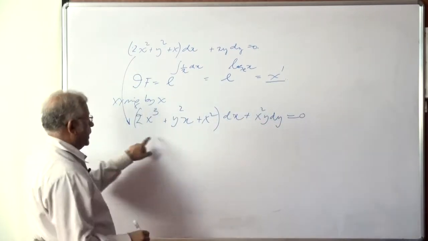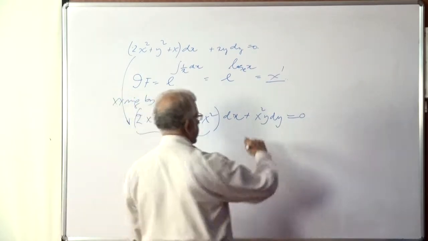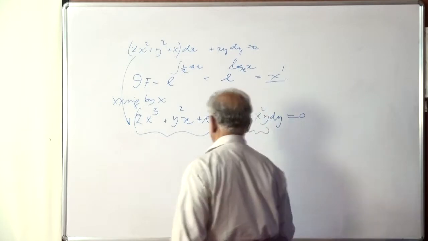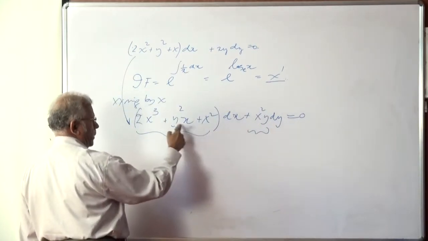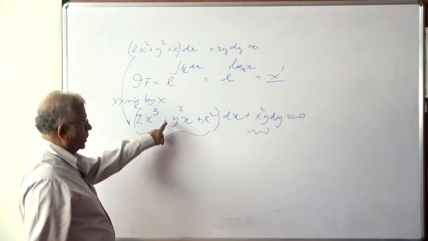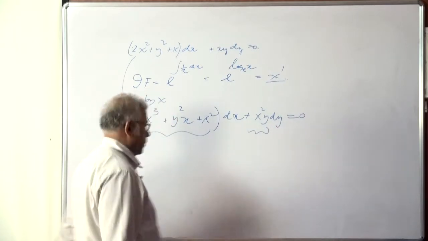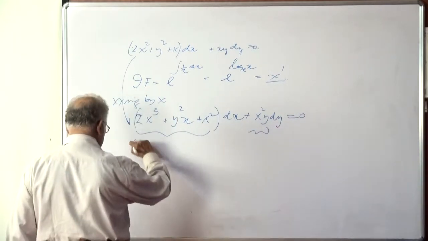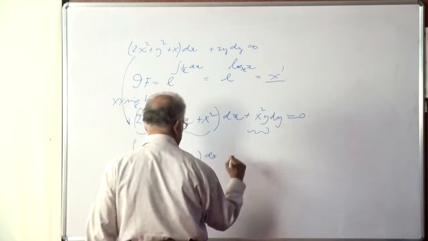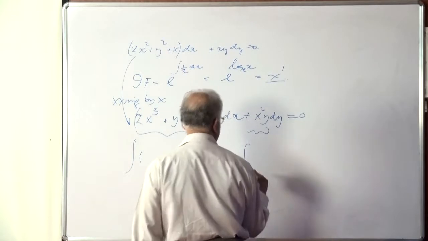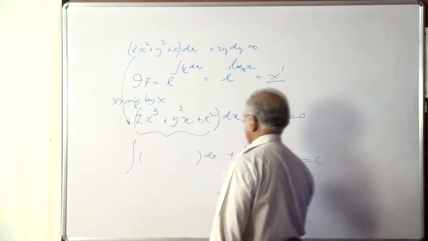We now integrate this, treating this as new M, and this as a new N. So integrate all these terms with respect to x, treating y as constant, and integrate this with respect to y, treating x as constant. So upon integration of this with respect to x and integrating this with respect to y, we get c.